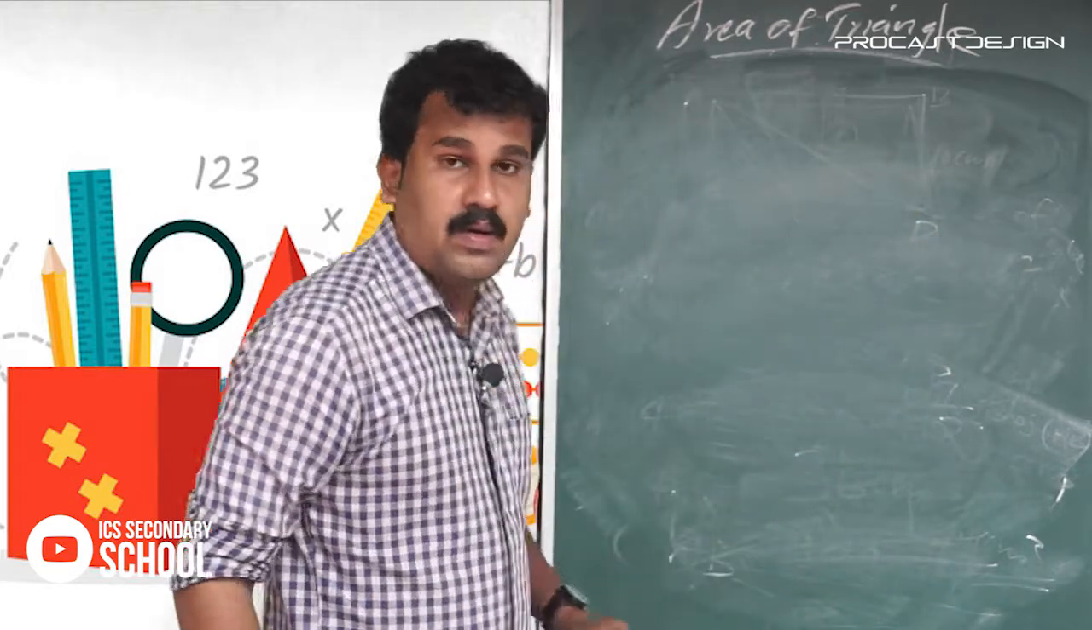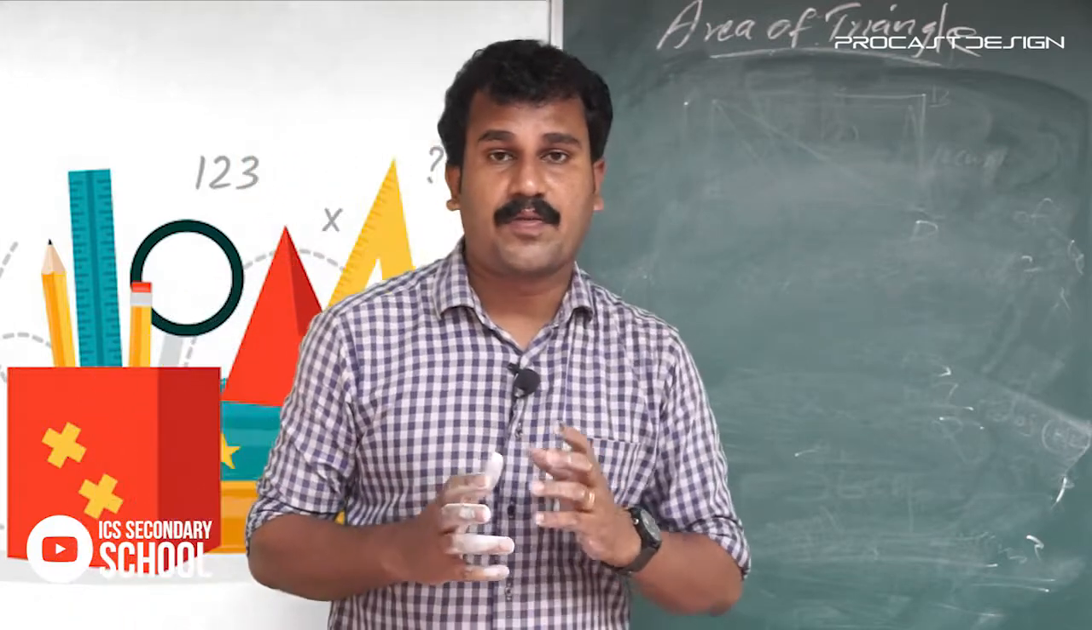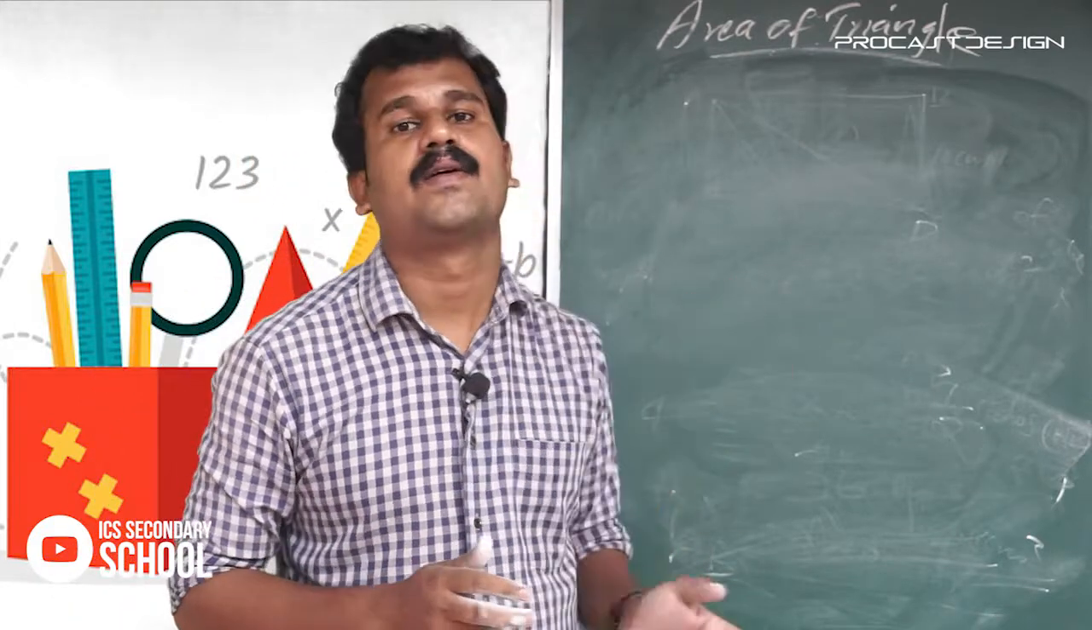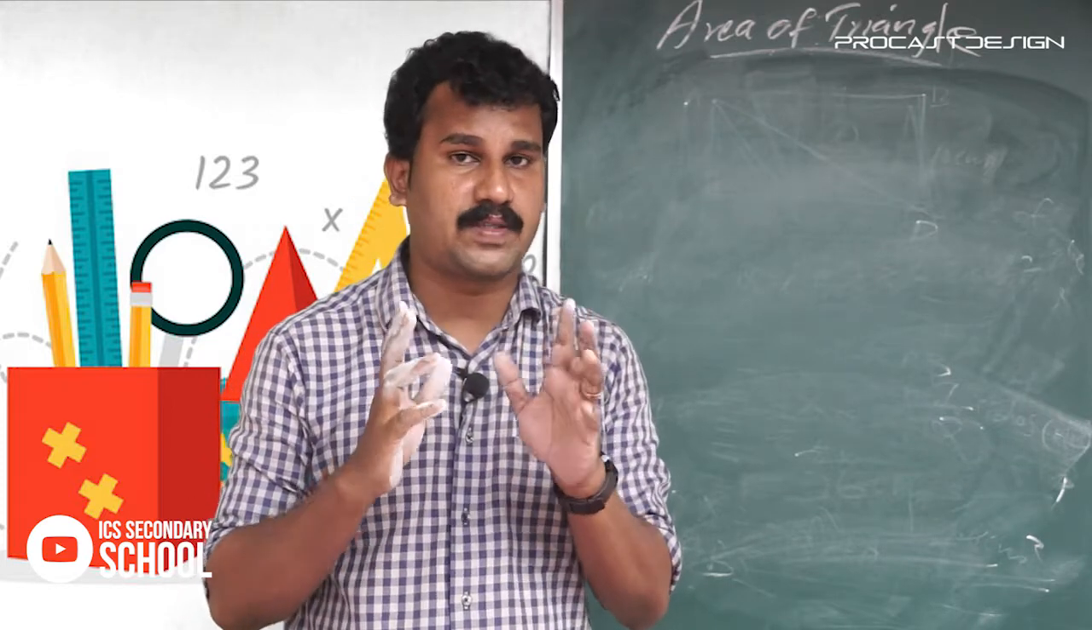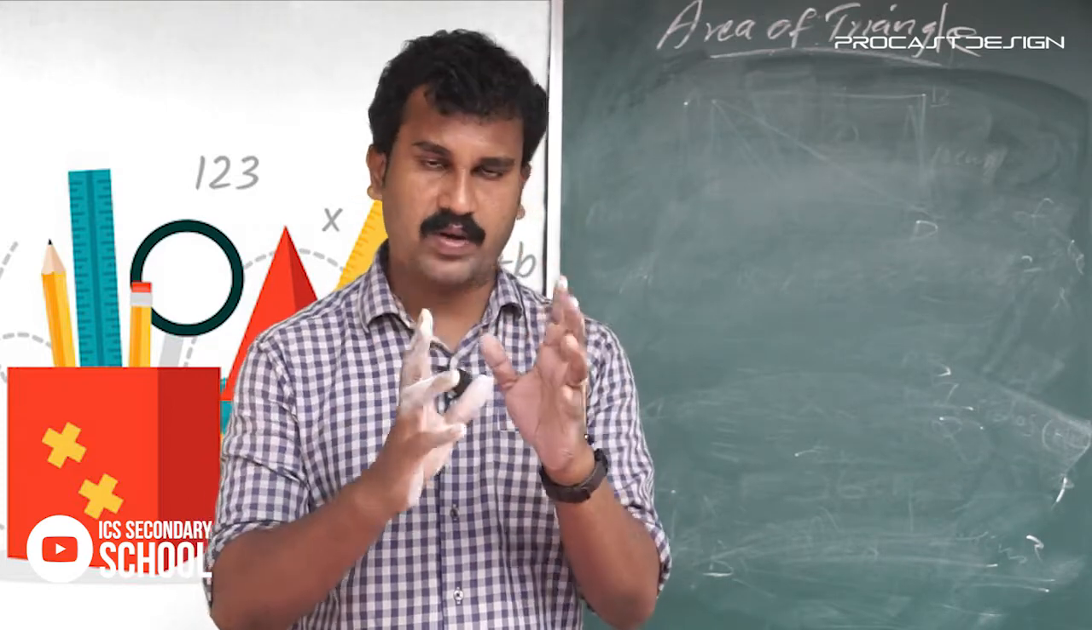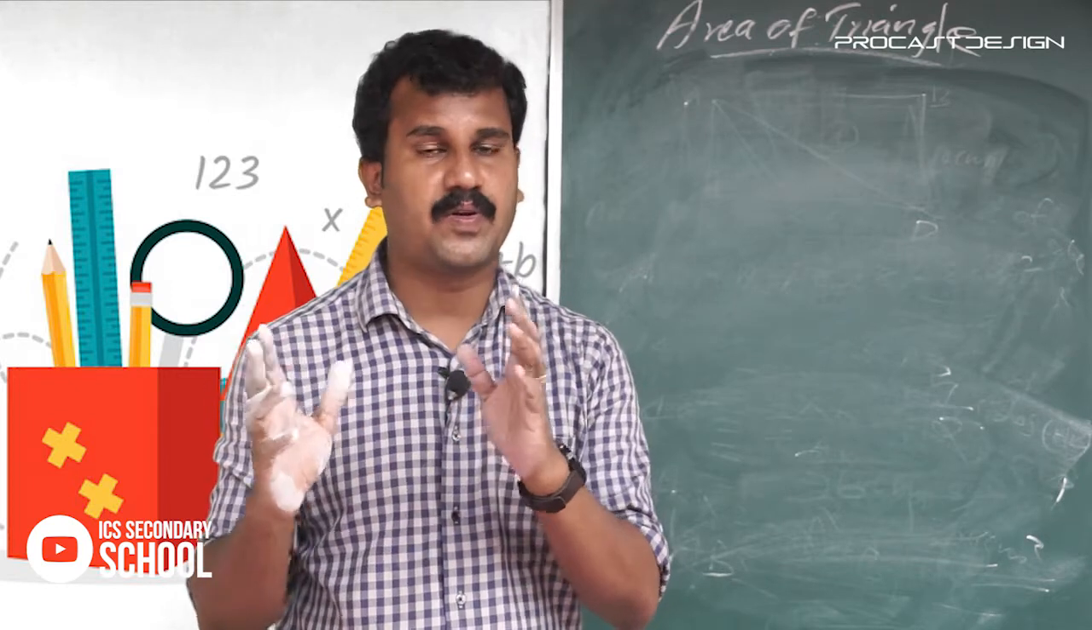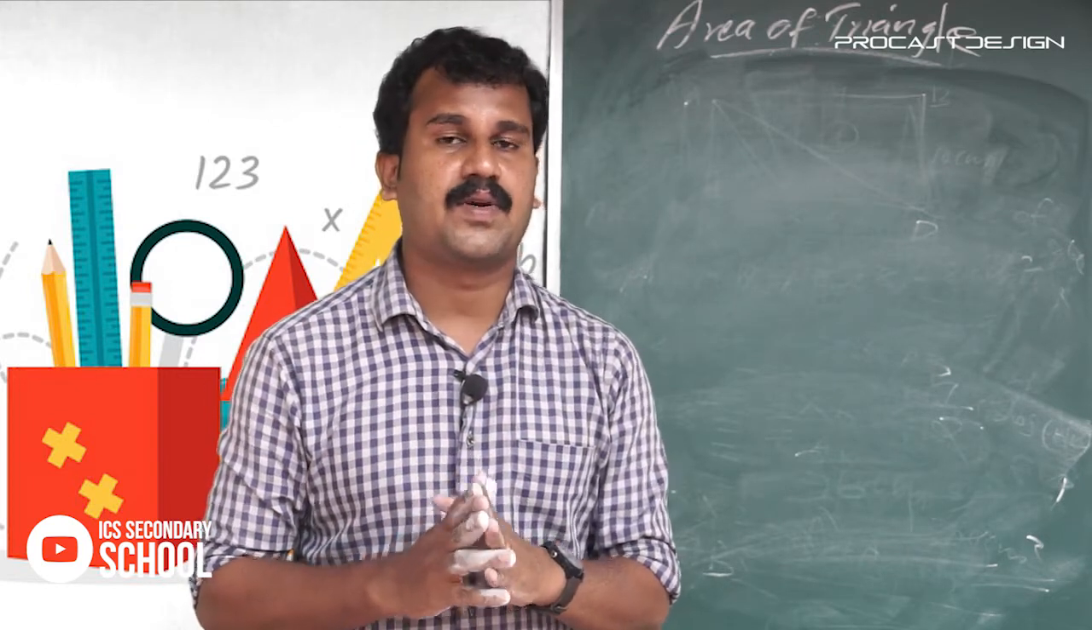So this is your 5th chapter, area of triangles, a very simple chapter. Area of right angle triangle is half into the product of the perpendicular sides. Always remember this only equation, half into product of perpendicular sides. Okay, this is your 5th chapter.